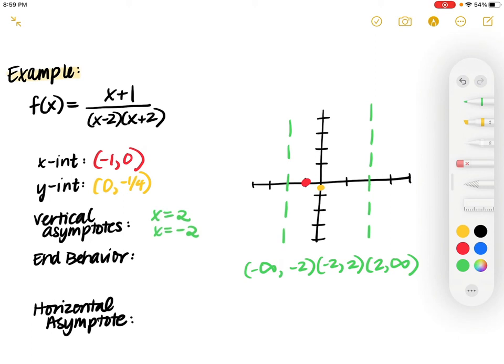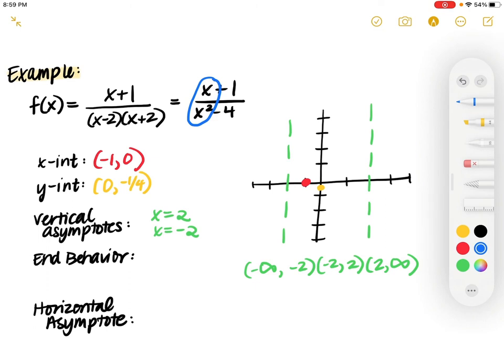So last things last, let's talk horizontal asymptotes. Our horizontal asymptote is imagining that we're dividing this function. So what I'm going to do is rewrite this looking at the degree of the numerator and the degree of the denominator. So when I rewrite this, I have this x over x squared.